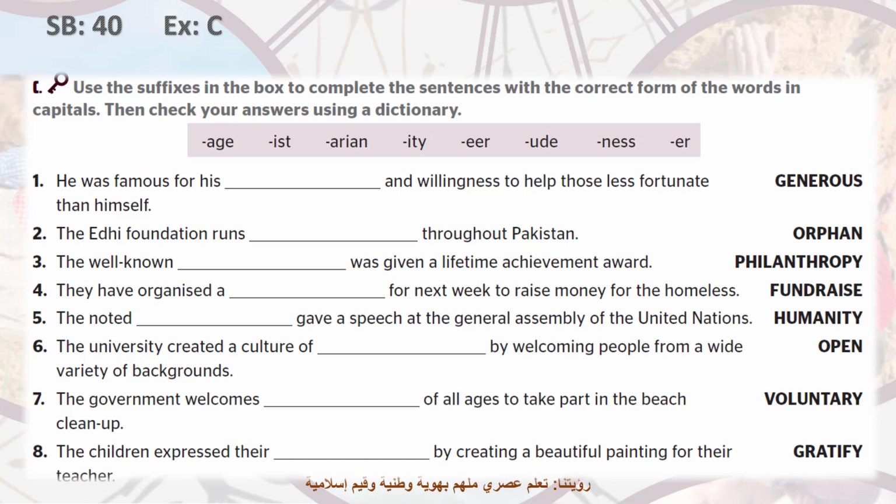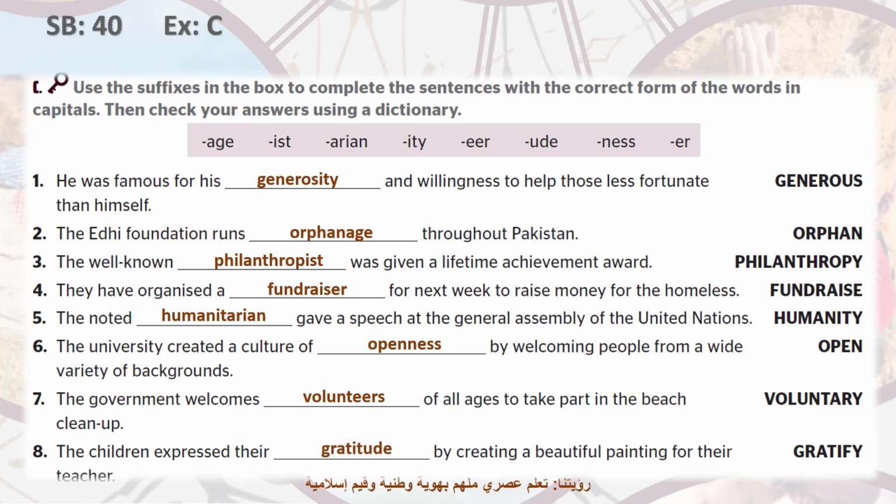Please pause the video, do the exercise, and then play the video to check your answers. Here are the answers. Number 1, generosity. 2, orphanage. 3, philanthropist. 4, fundraiser. 5, humanitarian. 6, openness. 7, volunteers. 8, gratitude.